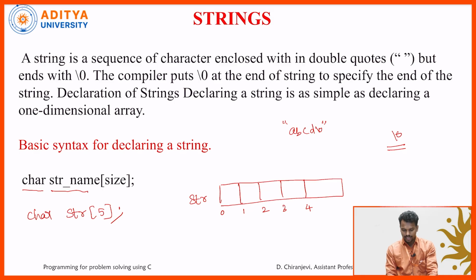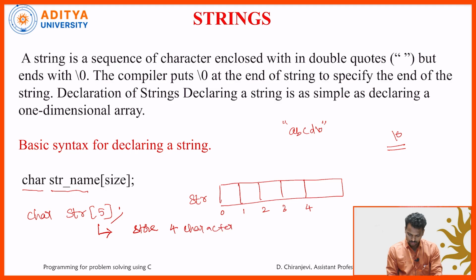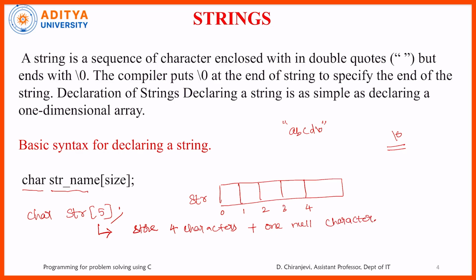In this string of size 5, it is capable of storing 4 characters plus 1 null character. This is how memory allocation will happen. The last character will be null, and the other characters are whatever the user inputs. Let's say he wants to store ABCD, then he can store ABCD: 4 characters, and the last character is the null character.